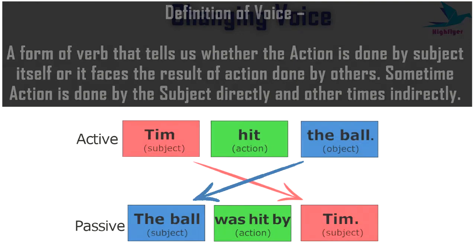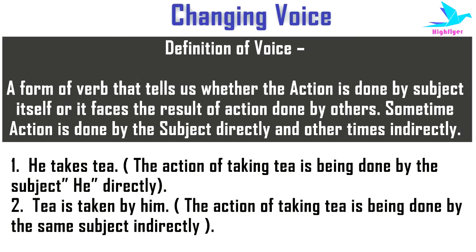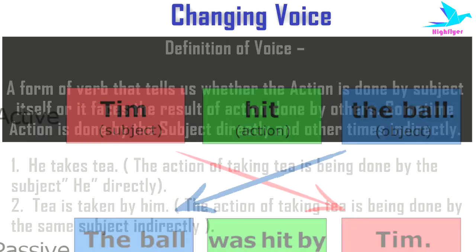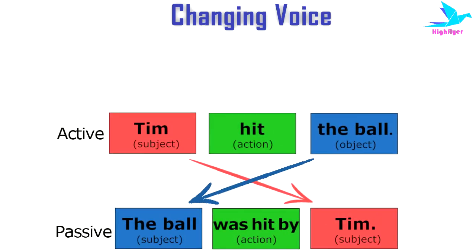Sometimes action is done by the subject directly and other times indirectly. For example, he takes tea. Here, the action of taking tea is being done by the subject he directly. And for the next example, tea is taken by him. Here, the action of taking tea is being done by the same subject indirectly. Now, based on this, we have two types of voice. One is active voice and the other is passive voice.